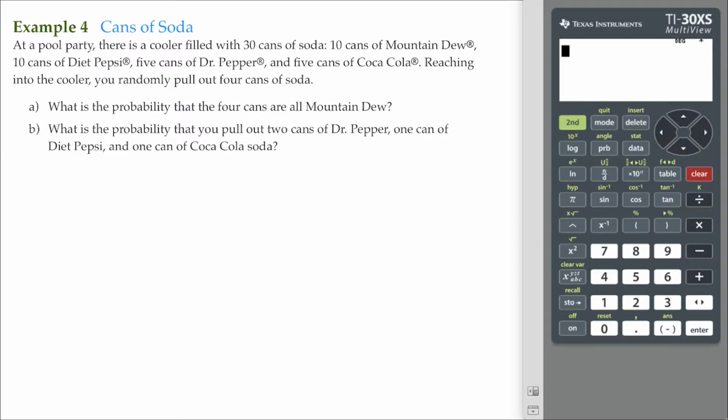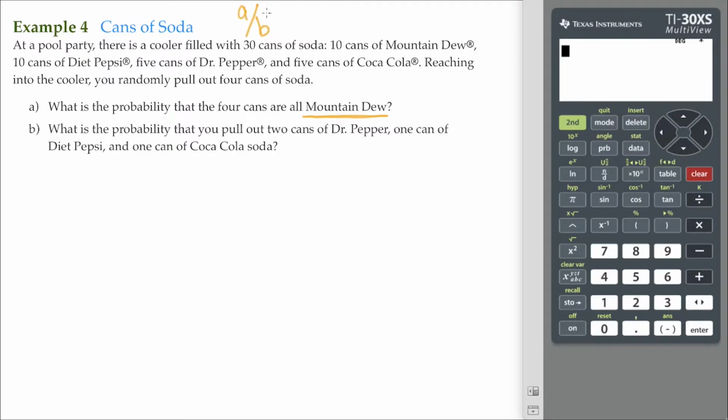Don't forget our probabilities as we calculate them are going to be A over B, where A is the event in question. And of course, B is our sample space. So we'll use a combination, and I'm going to show you what results when we use a combination. So what is the probability that the 4 cans are all Mountain Dew? The curious thing here is that they're all going to be the same. They're all just going to be Mountain Dew. That's what we're concerned with.